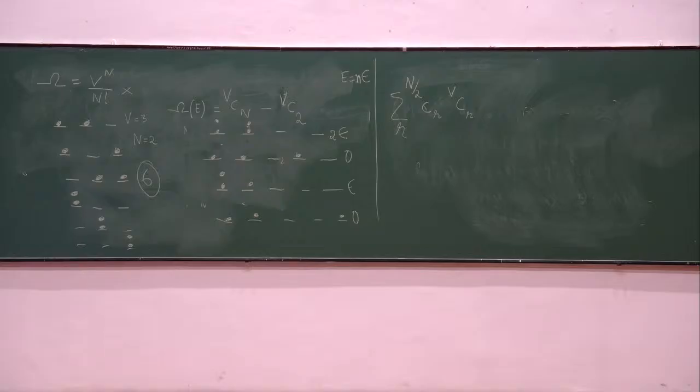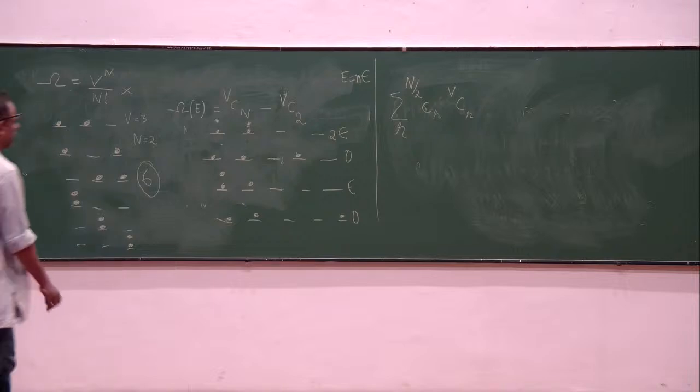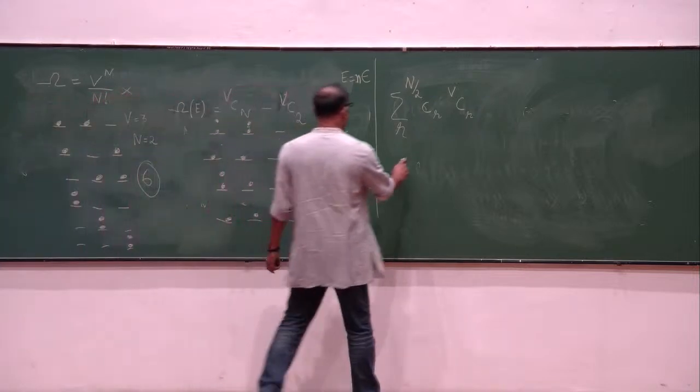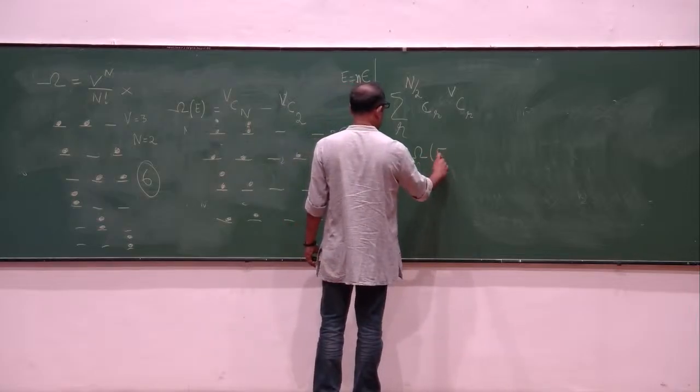Those n pairs, how many ways can they be placed in many sites? How do I choose them? Out of the V sites, I choose n of them, small n. In those small n, I have to put those pairs. Only one way I can put. So think like that, and then maybe you can get omega of E comma V.